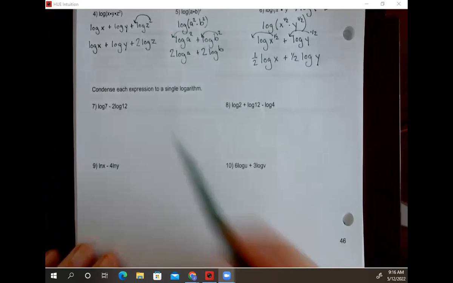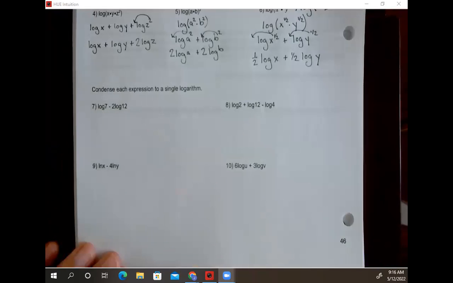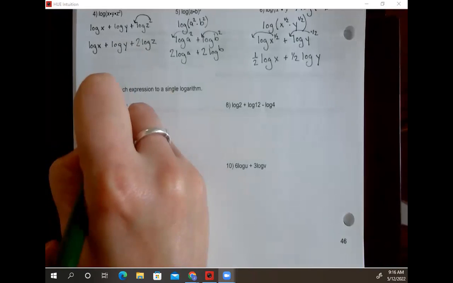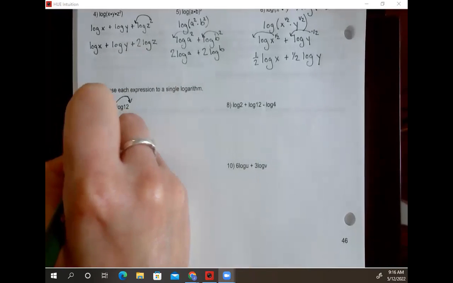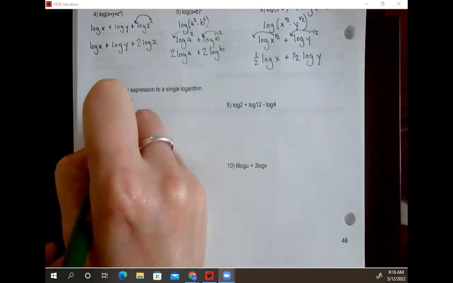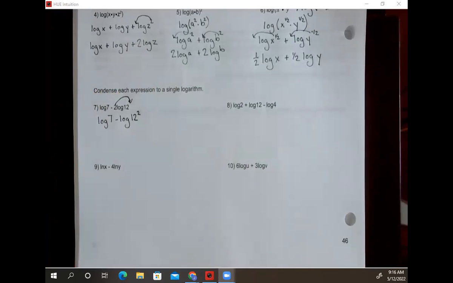Okay? So for number 7, I've got the log of something minus 2 times the log of something. So since I've got a coefficient for this log, that means this guy can go up here as an exponent. So I would have the log of 7 minus the log of 12 squared. And again, I'm doing these very step by step. The more we practice this, the more that you do, you'll be able to do them faster and maybe even combine some of these steps.